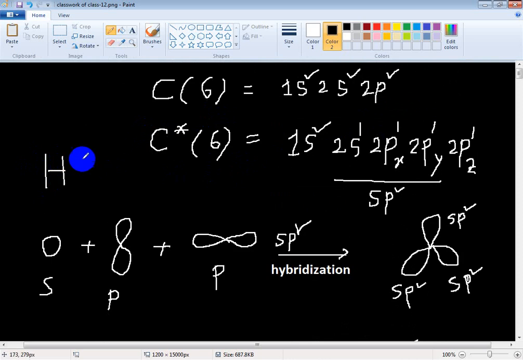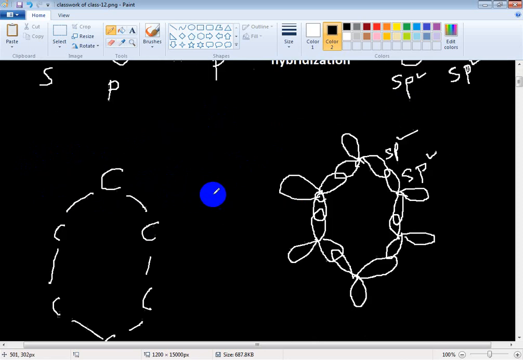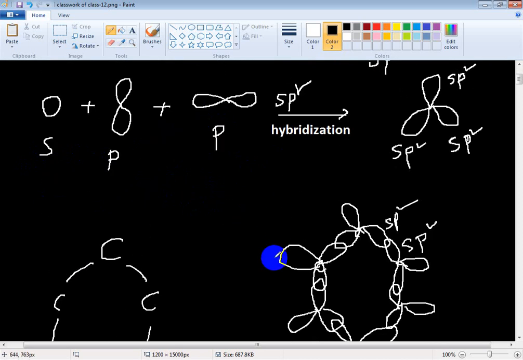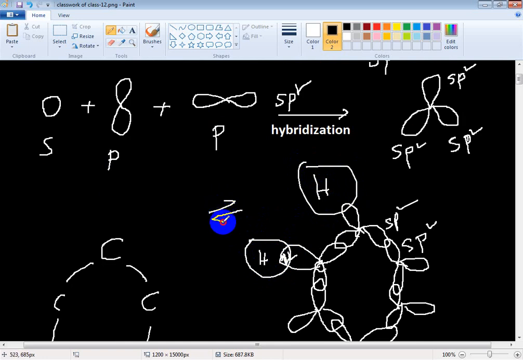And now hydrogen contains one electron. This is the 1s orbital, an s orbital. Here hydrogen combines, and this is a sigma bond, one sigma bond with two electrons. Here another hydrogen atom adds. This is the carbon-hydrogen sigma bond.